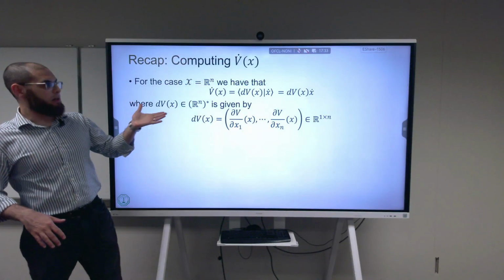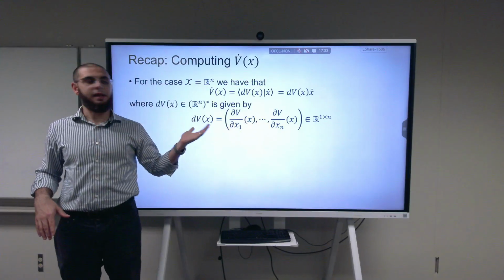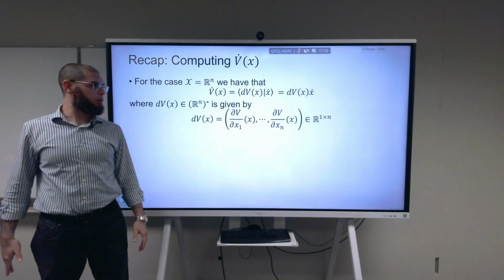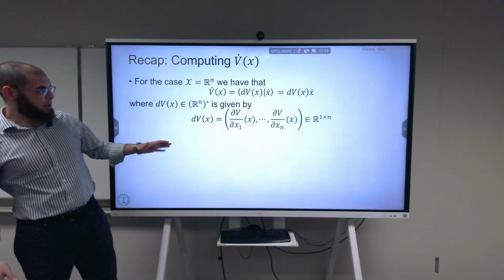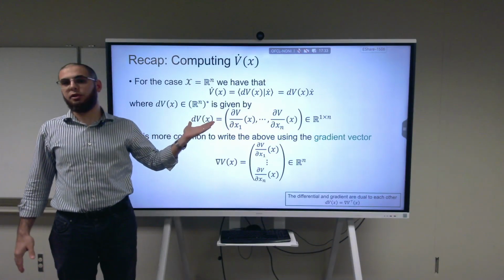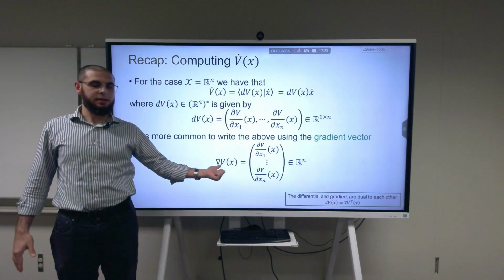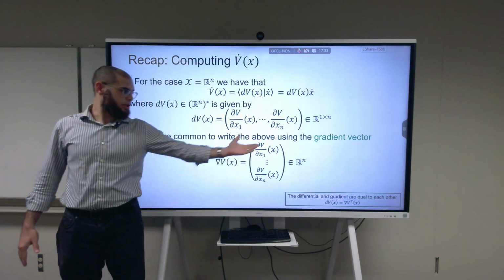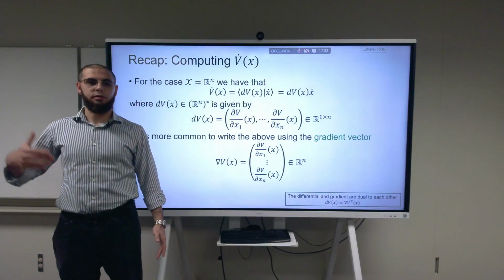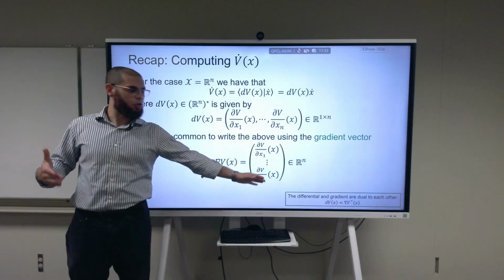That's the case of Rn. So in this case you simply have a 1 by n vector, and x dot itself is given by f1, f2, f3, up to fn. And as we mentioned last time, you're more familiar with the gradient vector than with this differential of the function. If you give me any scalar function, you're familiar with the gradient vector, which is the partial derivative of the function with respect to x1, with respect to x2, up to xn.